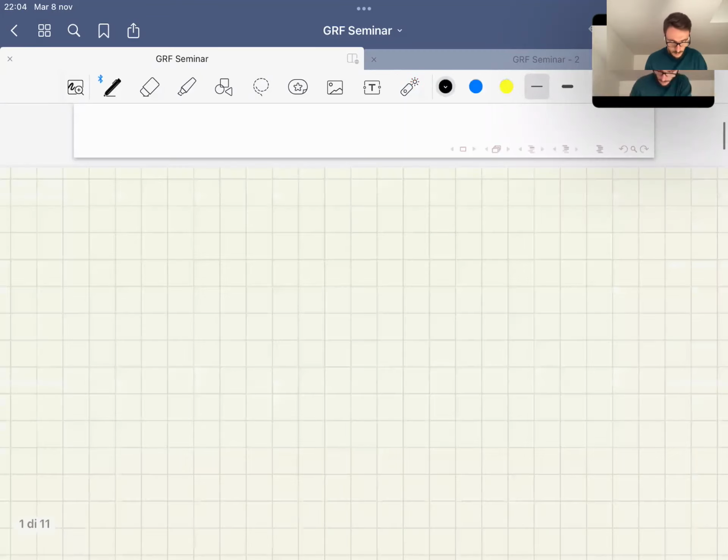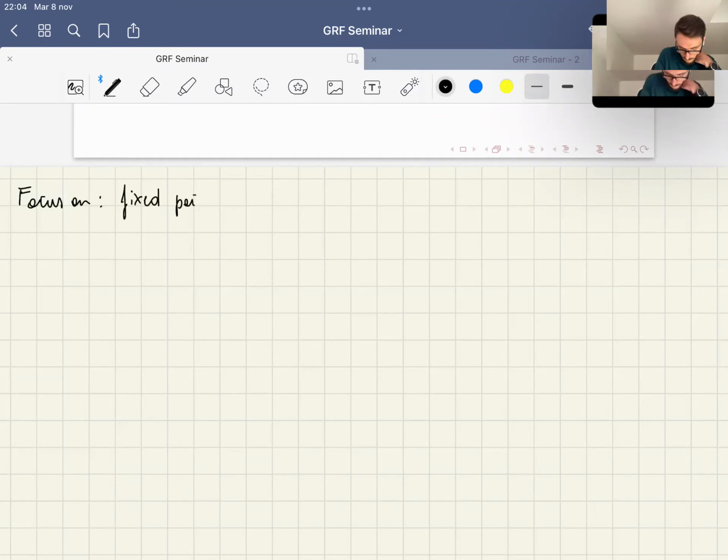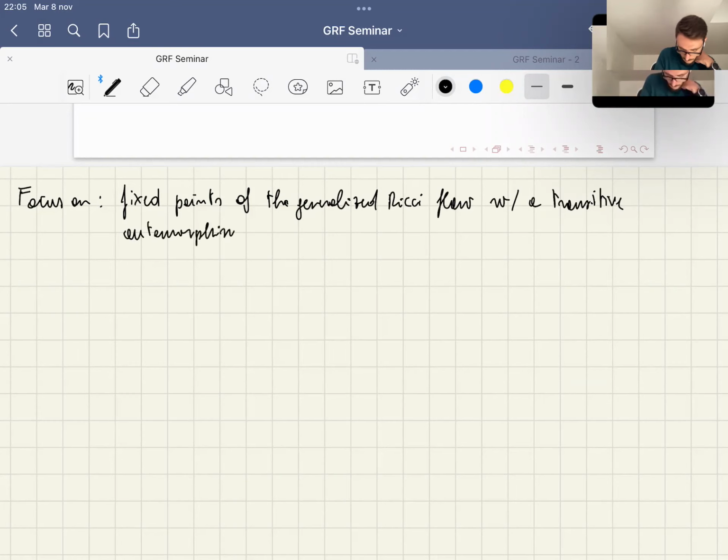So let's start. Today I will focus on fixed points of the generalized Ricci flow that admit a transitive automorphism group. So this will be the focus today. Let me recall some basics on these objects, starting from the definition of the generalized Ricci flow.